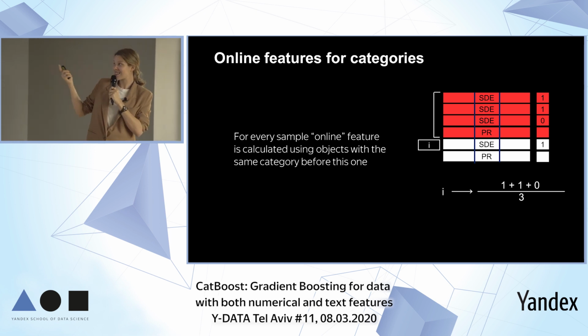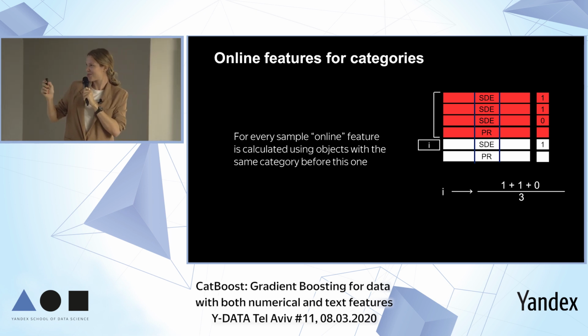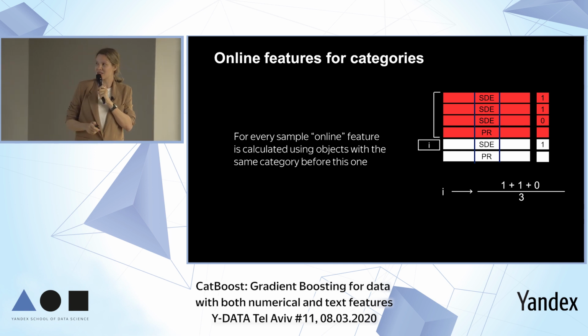So it's that simple. There are some details about, like you are adding some priors here, and we are making some permutations of the data set, and we are using several permutations. But the main idea is we always calculate features online. We never look on the label of this particular object when we are calculating feature value. We only look on the previous ones. OK, so that is the categorical feature support.